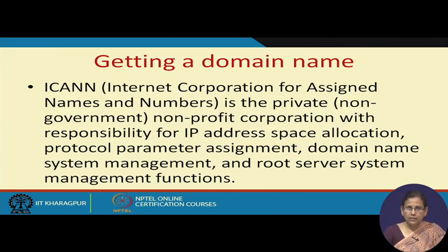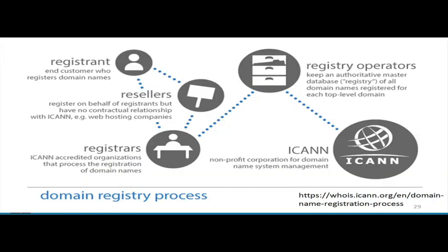Now, the question is, if you would like to have a website, how do you get a domain name? The organization responsible for giving this domain name is a non-government and non-profit corporation, and it has taken the responsibility for IP address space allocation. This organization is called the Internet Corporation for Assigned Names and Numbers, ICANN. This particular diagram we have referred from ICANN's website. ICANN has appointed a number of organizations who act as registrars, and they help in the process of registering the domain name. They are empowered to process the registration of domain names.